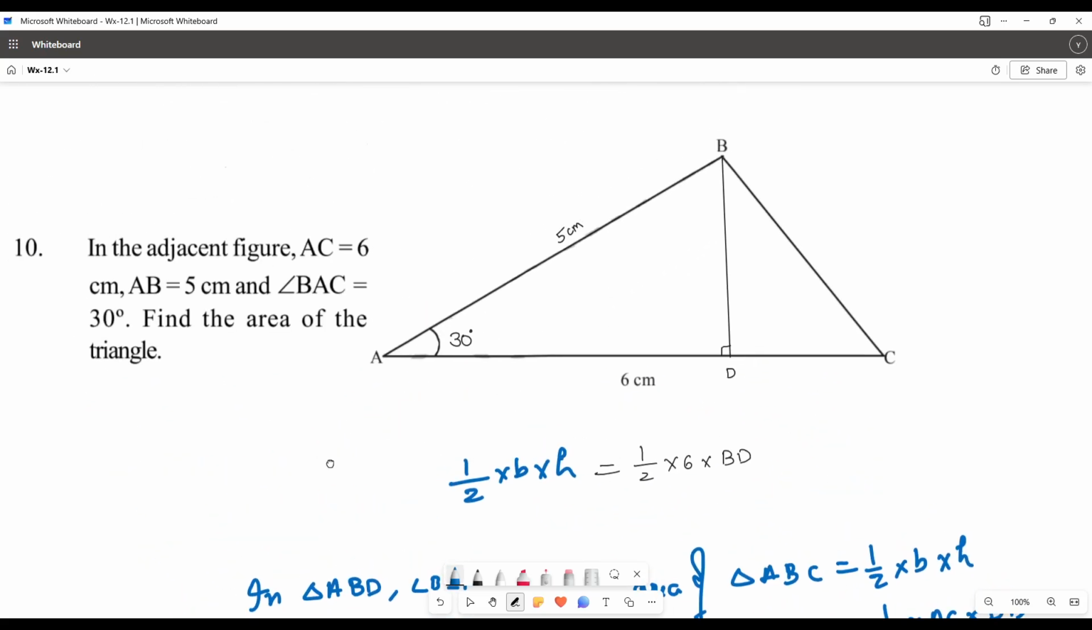In the triangle they gave the lengths of AB and AC, and we found the length of the height to find the area of the triangle. We used the formula half into base into height. That's it. Hope you understood the question.